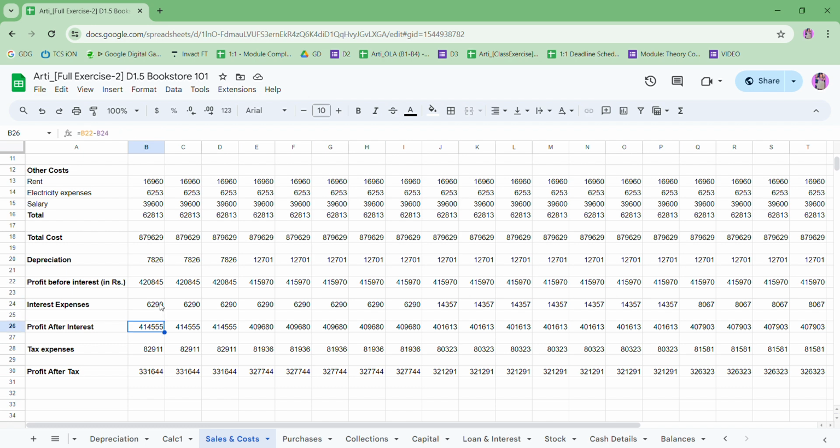How have we calculated it? By deducting interest expenses from profit before interest. Tax expenses have been calculated by multiplying with the tax rate, and reference has been given to the assumption sheet, in which we have clearly mentioned all the information. So we have multiplied the profit after interest by the tax rate. After that we have calculated profit after tax, by deducting tax expenses from profit after interest.